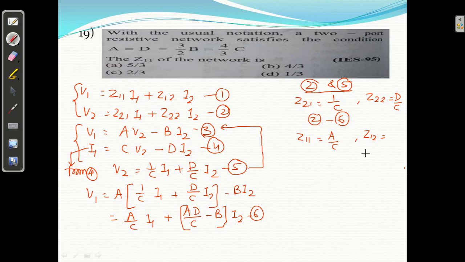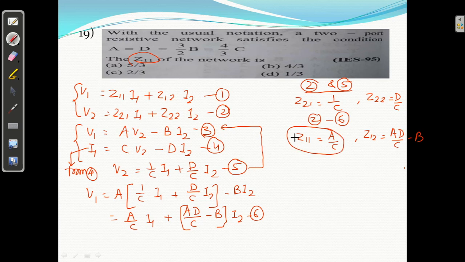This AD upon C minus B. Okay. Now what is being asked? A equal to D equal to this equal to this. What is the value of Z11? Z11 equal to what?